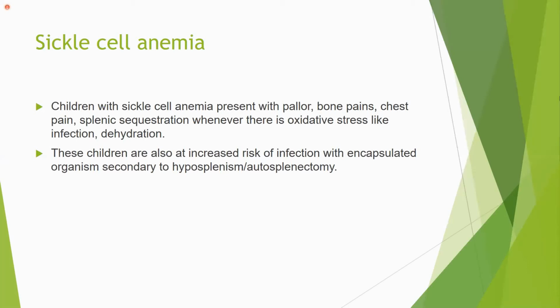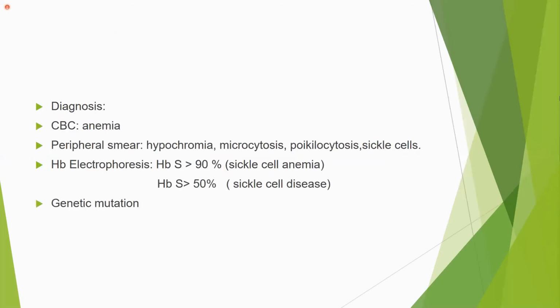Now, what happens in hemoglobin S? As we already mentioned, the glutamic acid is replaced by valine at position 6 of the beta globin chain. So what happens? This makes the hemoglobin S vulnerable to sickling of the red cells whenever there is oxidative stress like infection and dehydration.